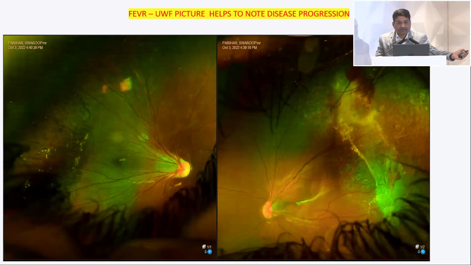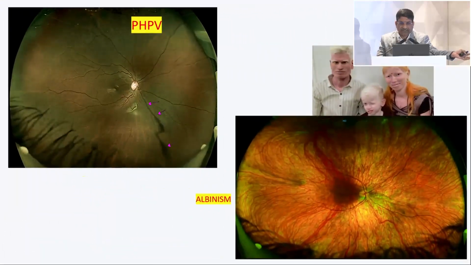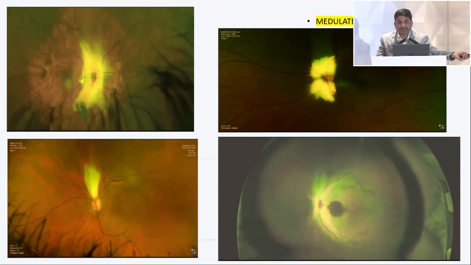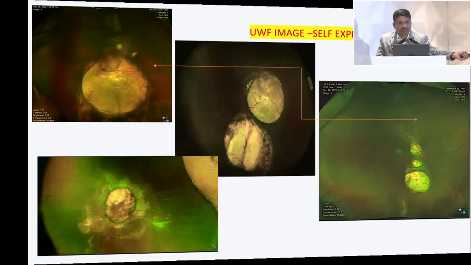In cases of FEVR, you know that this is a lifetime disease that keeps coming and going, so documentation is important. In the case of Coats disease, the wide spectrum of the disease is documented, and we know that this disease can manifest differently. These are the spot diagnosis cases like PHPV, where we have documented the hyaloid artery. Then cases like albinism, multiple variations of myelinated nerve fibers, various types of colobomas, and morning glory disc anomalies.